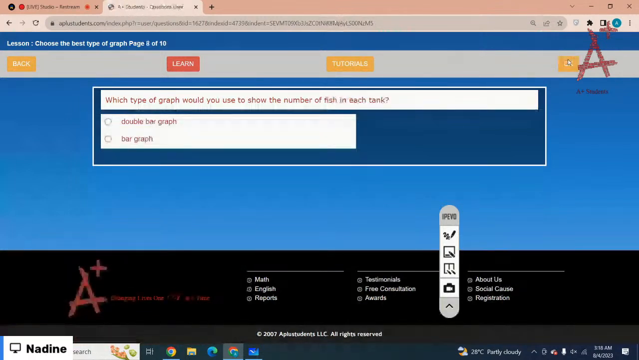Which type of graph would you use to show the number of fish in each tank? Bar graph or double bar graph? You have to use bar graph, right? Because you don't know how many tanks you have. You have to show the number of fish in each tank, so you can represent that using a bar graph, right?